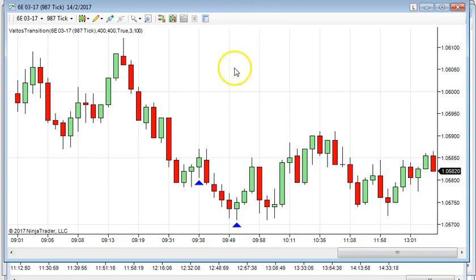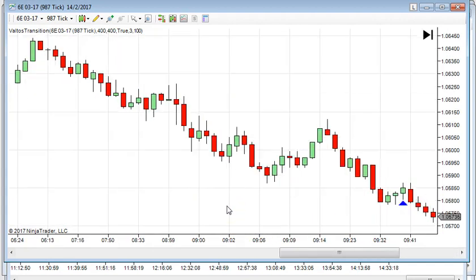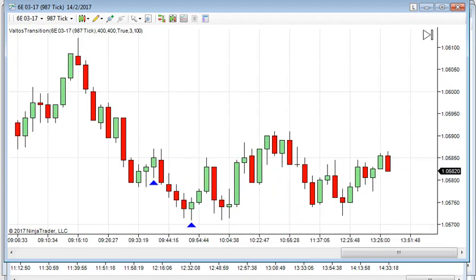This is the 987 tick charts in the euro currency. Again, wasn't very much. After 10 o'clock, it really went pretty quiet. This buy didn't work. You had to buy down here, which was in the money for the most part, but again, it's not much of a move that day, Tuesday, in the euro currency.